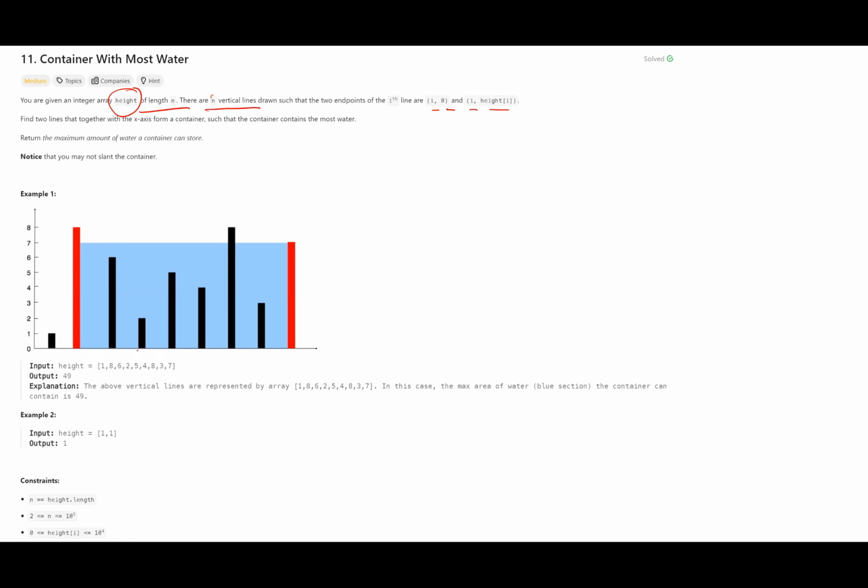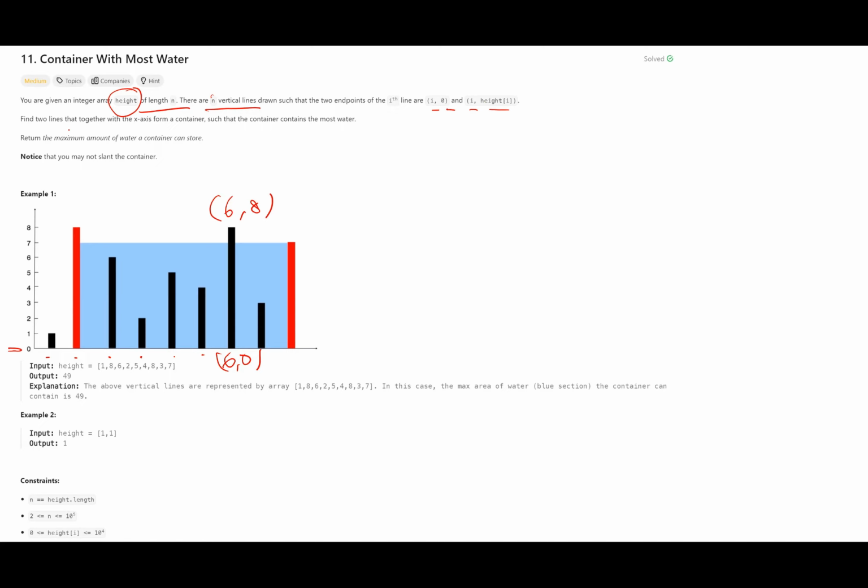(i, 0). That means you can see this is 0, right? So this is 0, 1, 2, 3, 4, 5, 6. (i, 0) for i equals 6. So this point is (6, 0), and the other endpoint is (6, 8), right? Okay, 6 and 8. So the endpoints of the ith line are going to be like that.